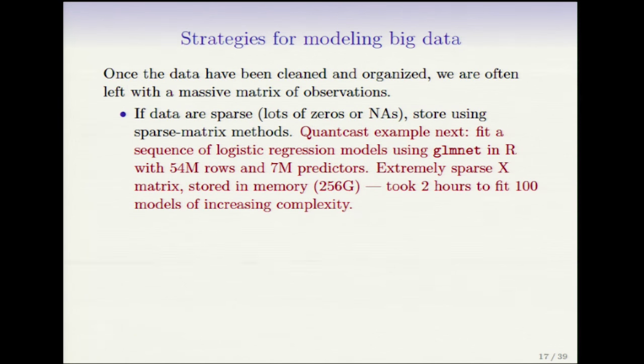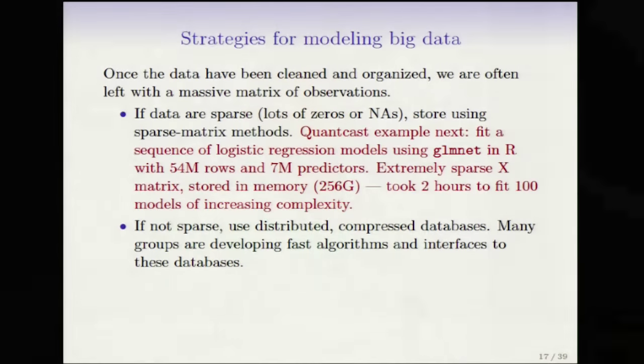We fit a sequence of logistic regression models using our package GlimNet, which I'll tell you about in a moment, in R. This data set, as I mentioned earlier, has 54 million rows and 7 million predictors. So that's massive. It's extremely sparse, and that's the only reason we could fit the whole data matrix into memory with a 256 gigabyte machine. And we fit a series of 100 models. It took 2 hours to fit using the software. So that was really a case of exploiting sparsity at various different levels, which I'll elaborate on in a moment.